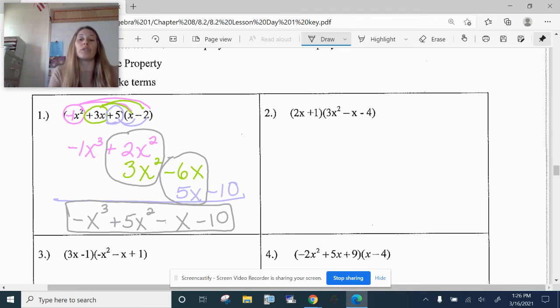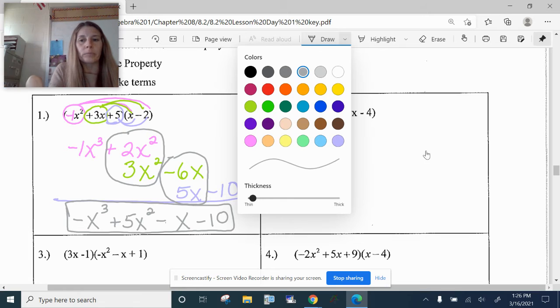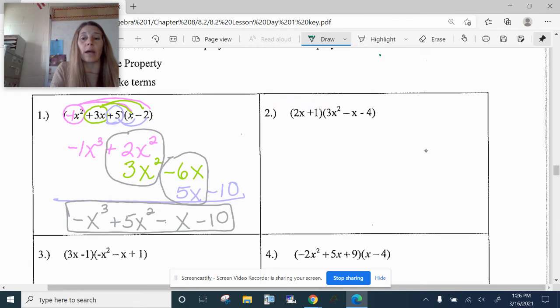Now, if you look at number 2, it's the same idea. We have a binomial and a trinomial, but this time I have the binomial first and the trinomial second. Now, you could distribute left to right or right to left. It shouldn't matter, but I always go left to right just because it's a habit. So when I go to do this one, I'm going to distribute the 2x, but I'm just going to distribute it to 3 different terms here.